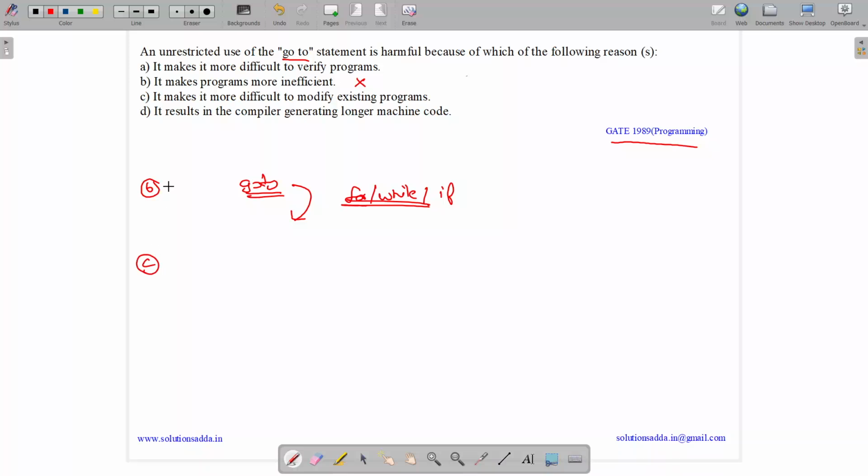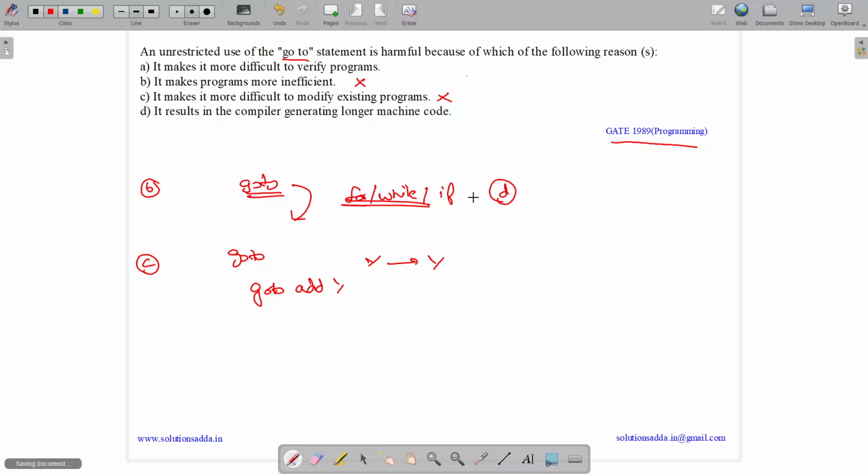Let us see option C. What is it saying? It makes it more difficult to modify existing programs. No, actually, using a goto makes it easy to modify an existing program, as for making the control flow go from line number X to line number Y, we can simply do a goto address of Y. We can just use a goto. This is much harder to do in a proper structured way. So this is also false.